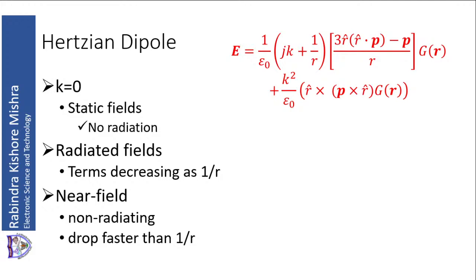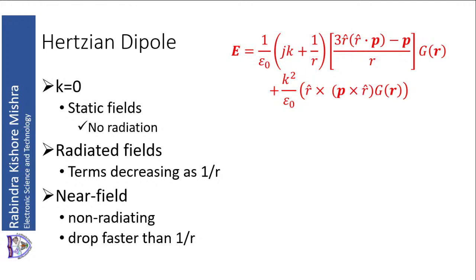Then in the third term, we have r cap cross P cross r cap into e to the power minus jkR, which varies as 1 by R, then we have another 1 by R, so that is dropping as R cube. So that is also not contributing to radiation; that is a near field term. So the second term and the third term are near field terms. The first term is contributing to the radiation.